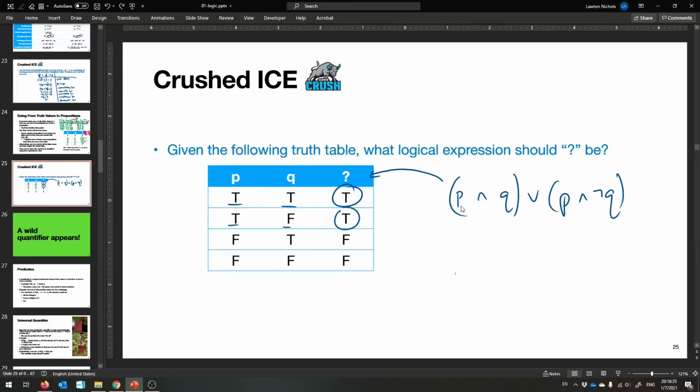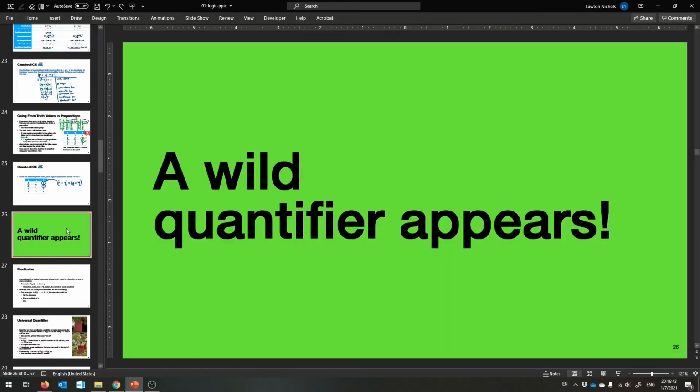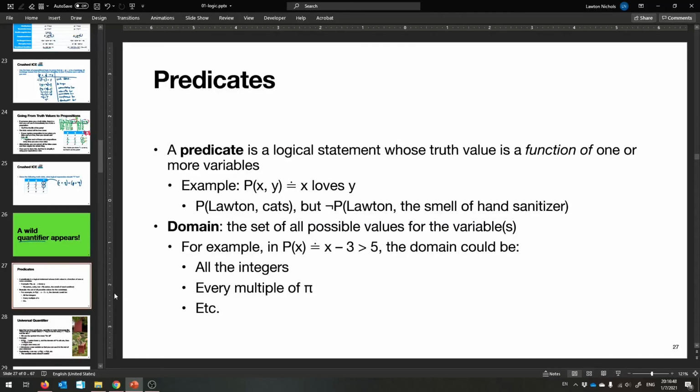We have just letters that represent true or false values, but we can do more. We can get fancier. We can include these things called quantifiers, and I want to introduce them before we break for the lecture. Okay, so let's talk about predicates right now. A predicate is just a fancy proposition.